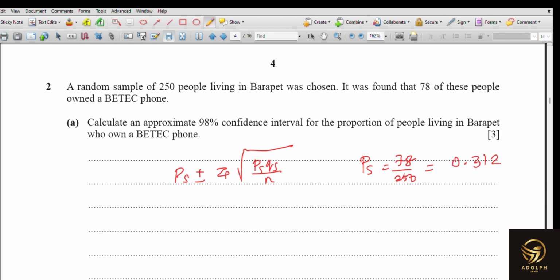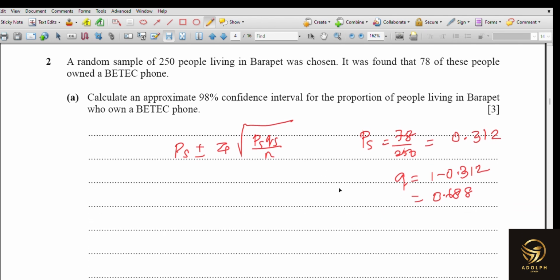If p is this value, then we can easily calculate q, that is 1 minus p. So 1 minus 0.312, which is nothing but 0.688. Now, whatever we needed we have: n is 250 here, but what is the z value going to be? You have to understand that if 98% is the confidence interval, it is only in the middle. So the left side has 1%, and then the right side 1% will go.